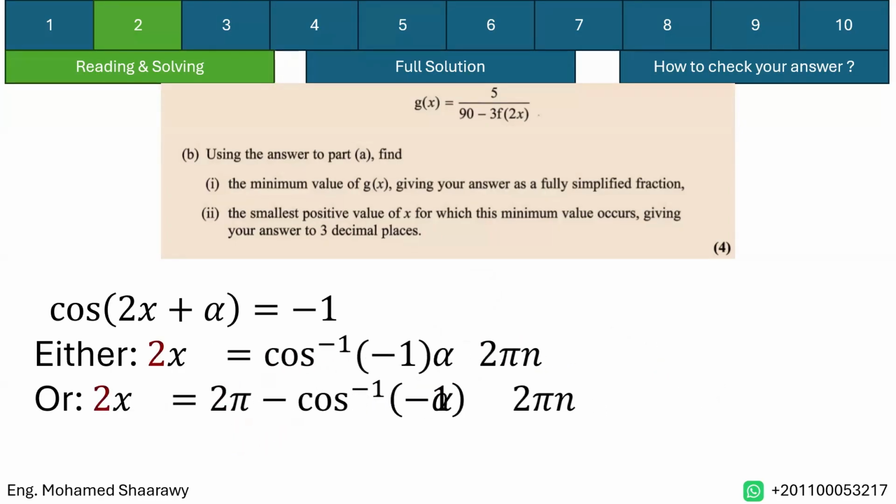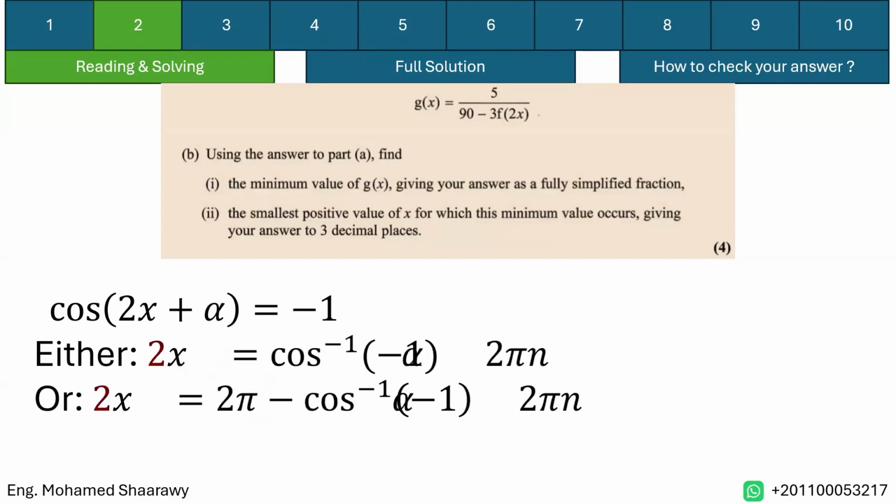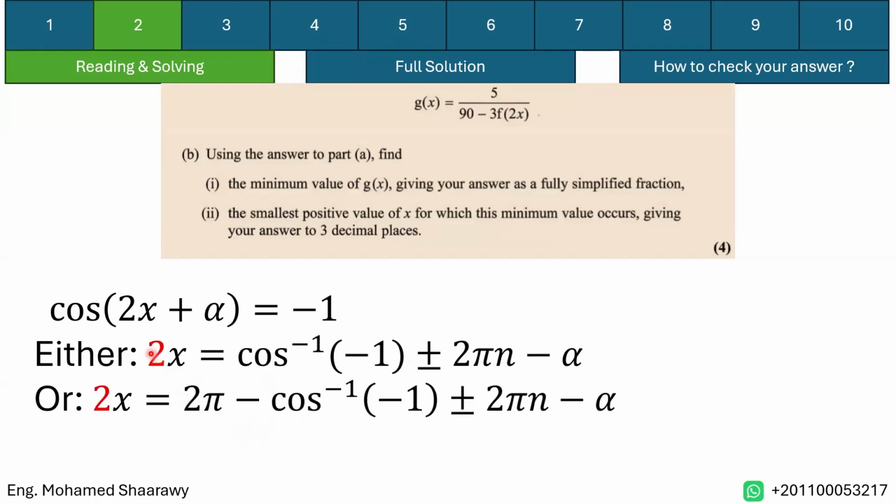So let me show you how I can work this out. I need to get the value of x, so I subtract alpha from both sides. And now I can divide both sides by 2.